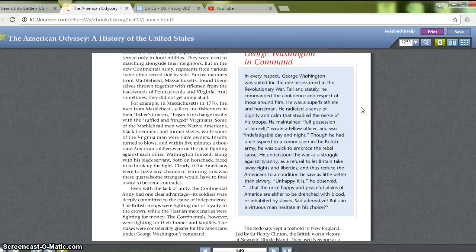Though he had once aspired to a commission in the British Army, he was quick to embrace the rebel cause. He understood that the war was a struggle against tyranny, a refusal to let Britain take away rights and liberties, and thus reduce the Americans to a condition he saw as little better than slavery. Unhappy it is, he observed, that once the happy and peaceful plains of America are either to be drenched with blood or inhabited by slaves. Sad alternative, but can a virtuous man hesitate in his choice?